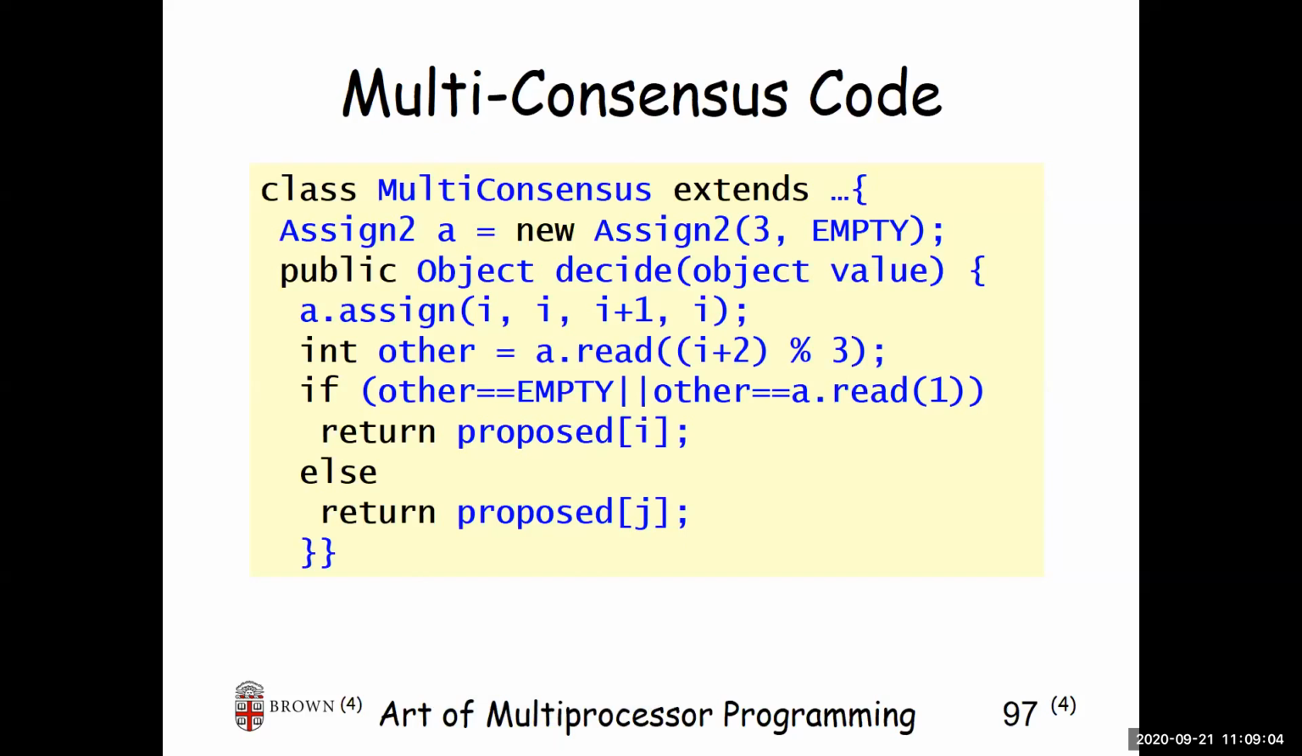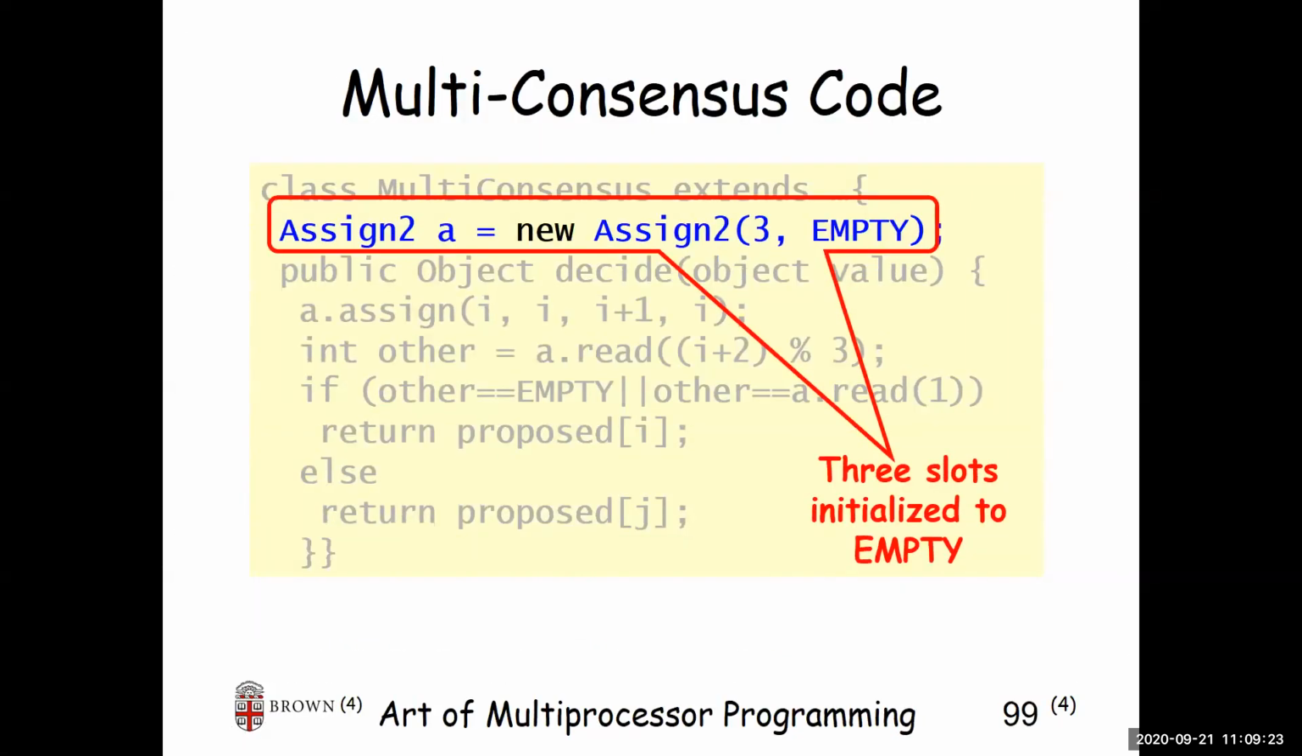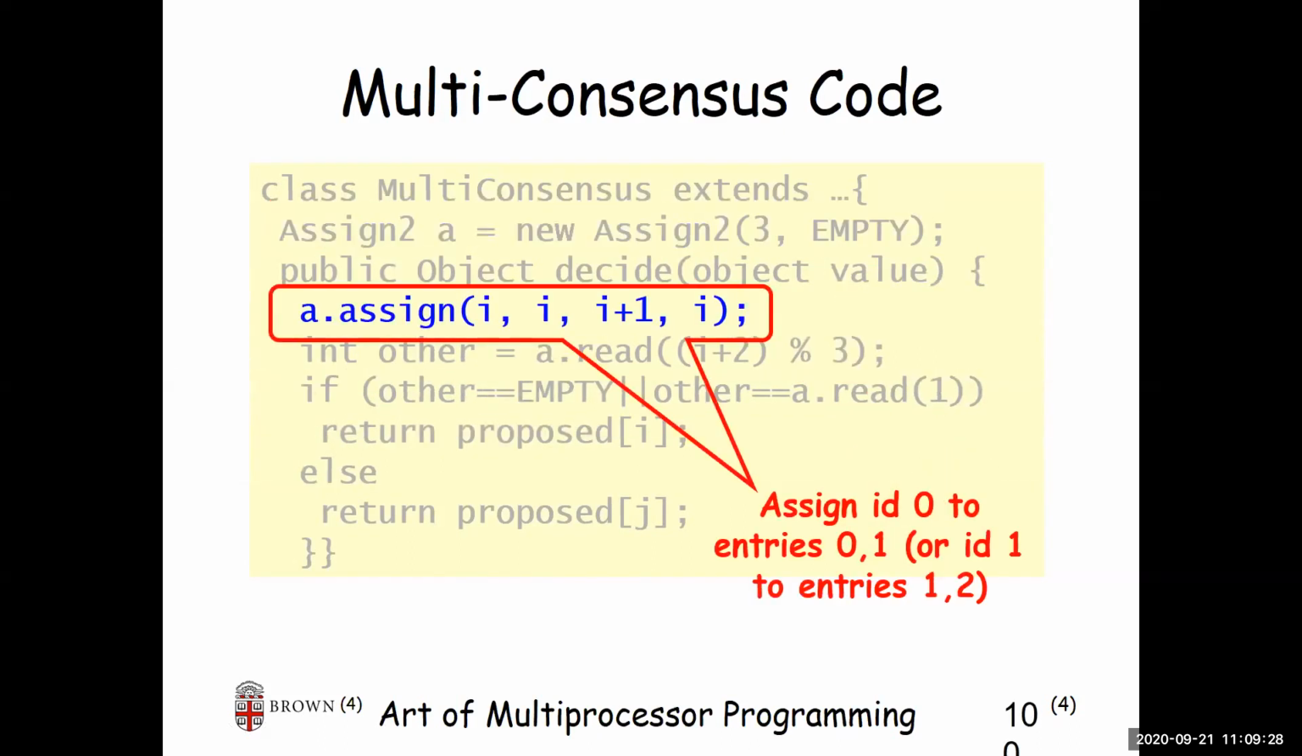Okay, so our multi-consensus class is going to have this assign to object, which has 3 memory elements that are initially empty, and then a decide object. Let me step through it. We're going to initialize 3 slots to empty. We're going to assign 0 or 1 to the 2 entries. We're going to write our memory location there, change it from empty to 0 or from empty to 1.